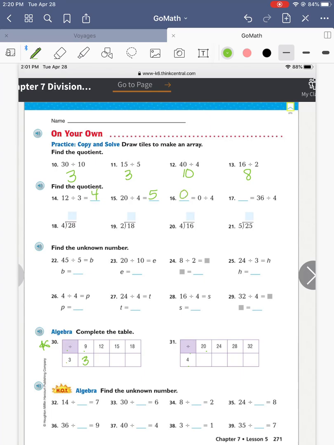0 divided by 4 is 0. 36 divided by 4 is 9. 28 divided by 4 is 7. 18 divided by 2 is 9. 16 divided by 4 is 4. 25 divided by 5 is 5.